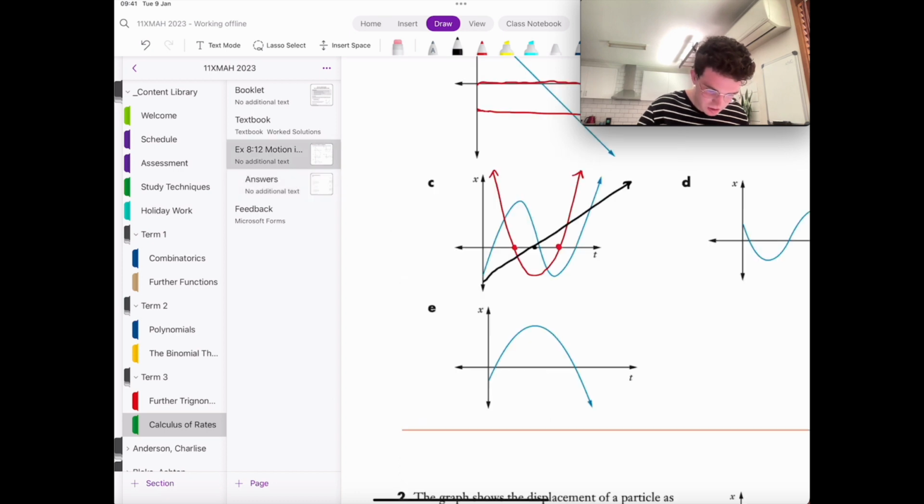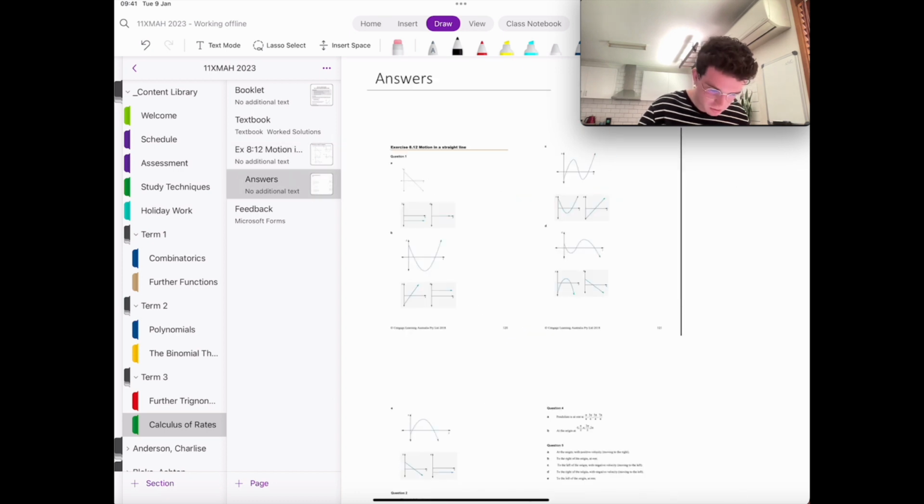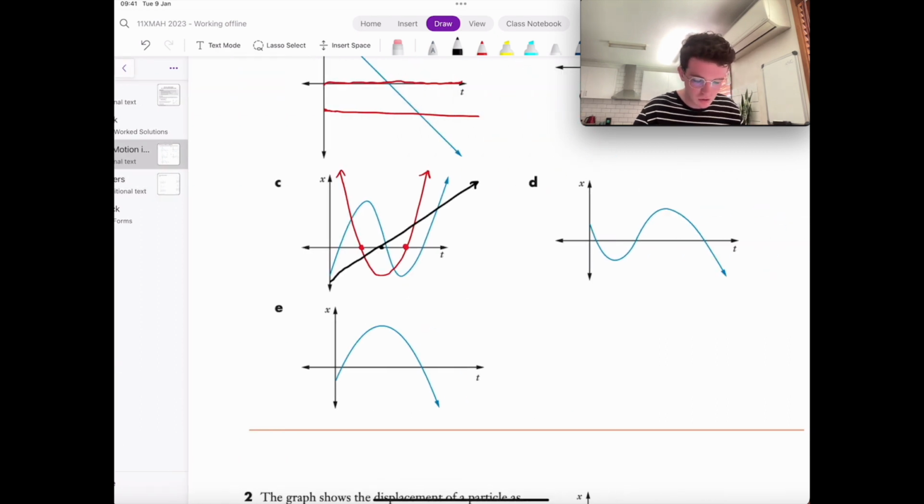What are we up to? C. Yep, perfect. We've got a parabola and then a straight line. Perfect. So let's reiterate why it's a straight line again.